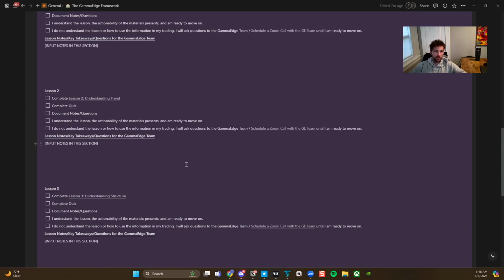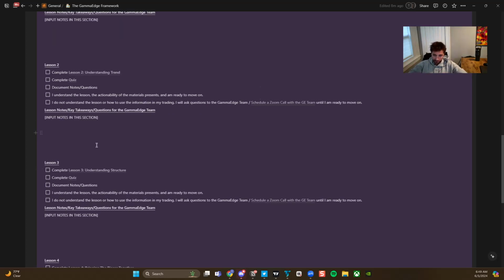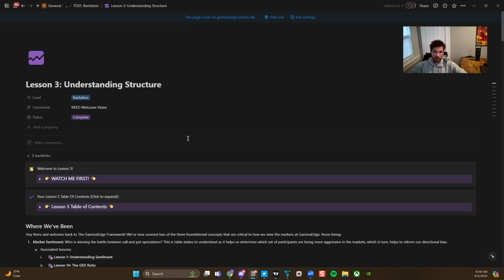Lesson 2, understanding trend. So that's the market trend model, understanding where trend and momentum in the market is. So pairing lesson 1 and lesson 2, that's a great foundation of kind of having a bias in the market of either, hey, these are underlying bullish conditions or bearish conditions. So with that, naturally, we get into lesson 3, which is understanding structure.